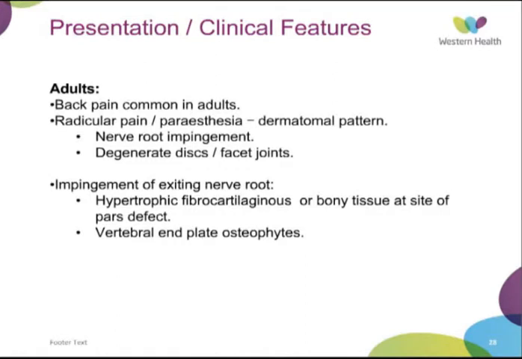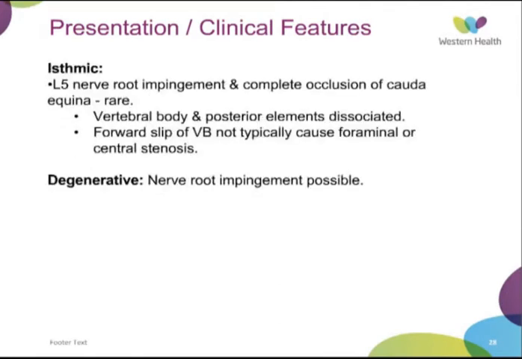In adults, back pain is common. It may or may not be related to spondylolisthesis. And again, they may have radicular pain with a dermatomal pattern if there's an impingement of an exiting nerve root, which could again be due to the spondylolisthesis or to any associated degenerative factors related to the spine.